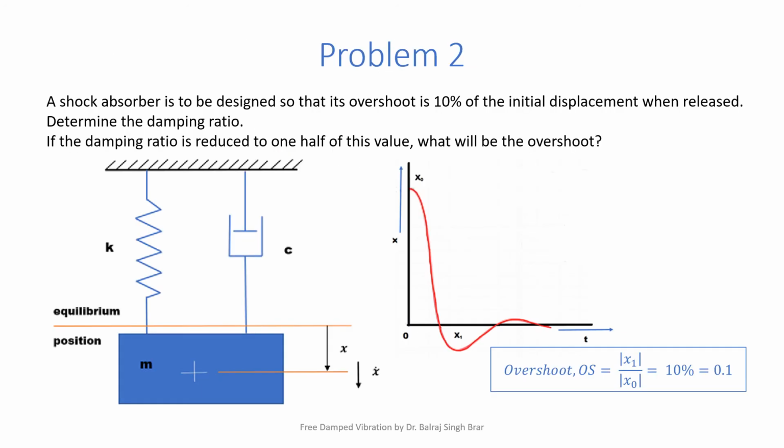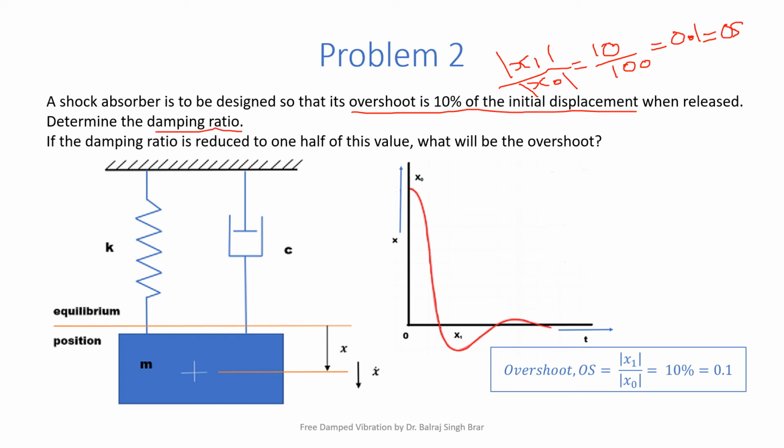Coming to the problems. Number two, it is given that a shock absorber is to be designed so that its overshoot is 10% of the initial displacement. So it means x1, only the amplitude we talk of, forgetting about sign, to x0 is 10%. 10% means 10 by 100, so it is 0.1 times. This is simply termed as overshoot. We have to determine the damping ratio zeta.